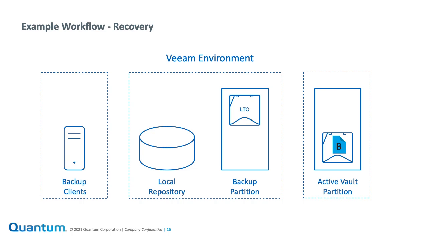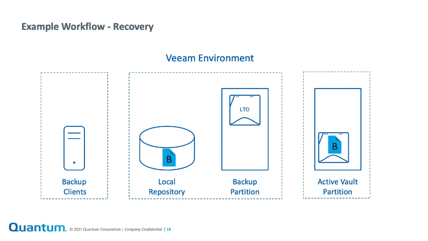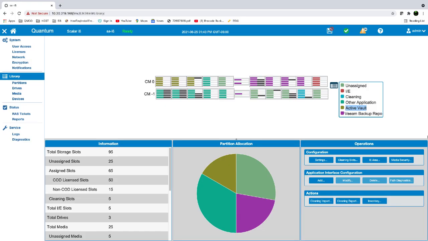So we give the library admin a call, and that person moves the tape back to the partition accessible by Veeam. Once the tape is back in the Veeam accessible partition, we simply tell Veeam to repopulate the local repository from the backup. And when the restore is complete, we once again export the safe copy so it will be protected in the ActiveVault partition. Let's take a look at how that's done.